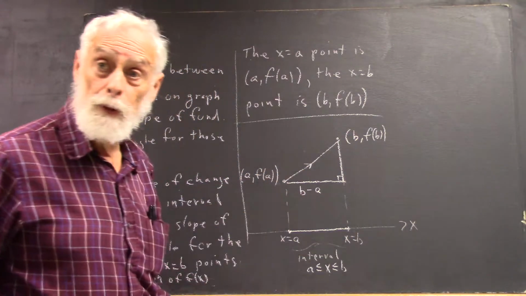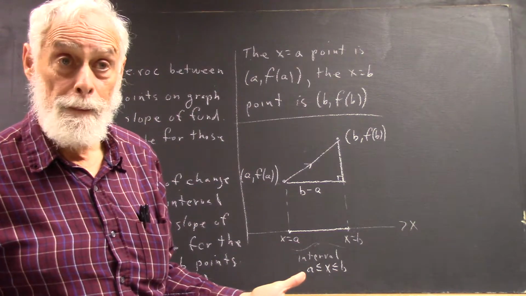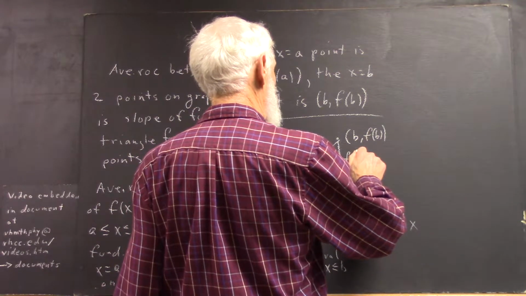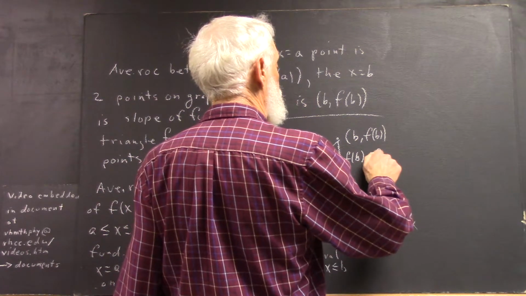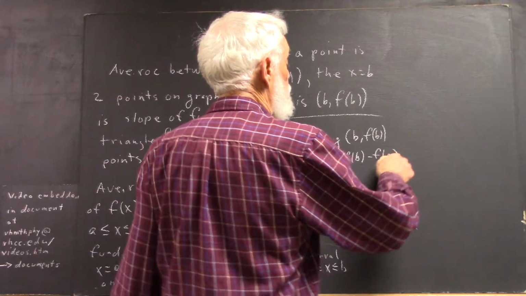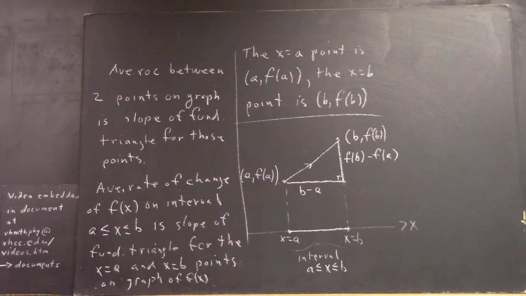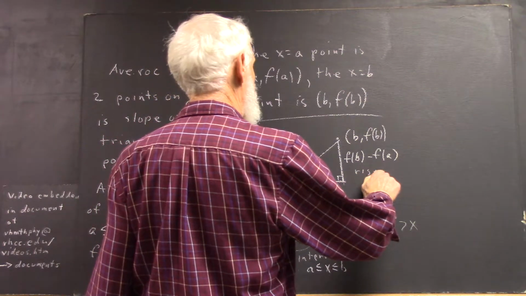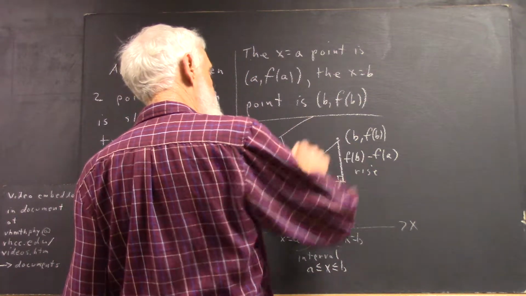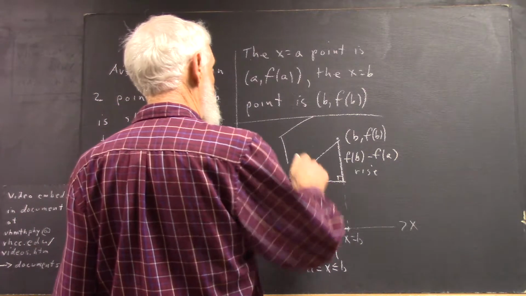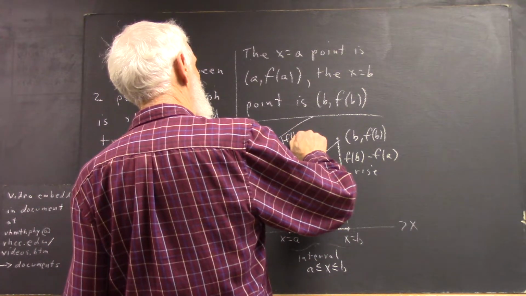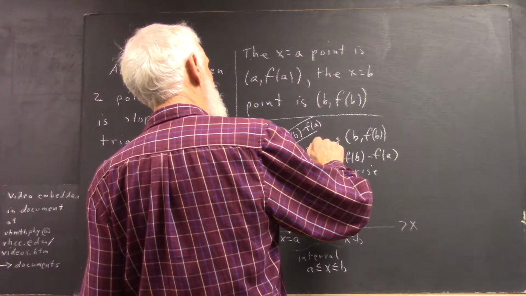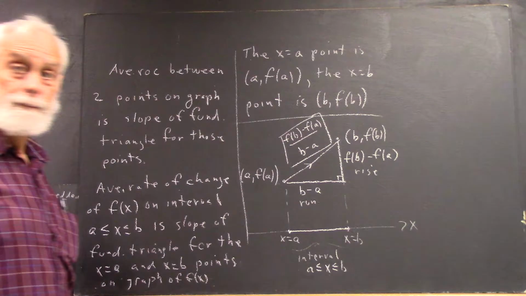And the rise is going to be what? F of B minus F of A. Exactly. And I almost wrote F of A, didn't I? Get ahead of myself. Okay? So here's the run. Here's the rise. So the slope is rise divided by run, F of B minus F of A over B minus A.